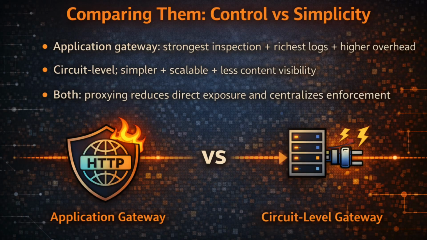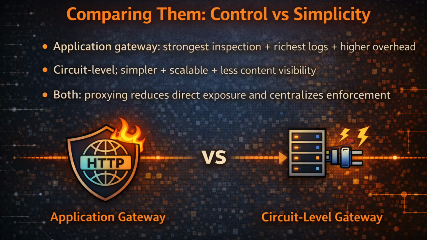Think of this as a trade-off triangle. Application gateways provide the most granular control because they understand application behavior. That yields powerful policy and very detailed logs, but it increases configuration complexity and resource costs. Circuit-level gateways are typically easier to run at scale because they validate and broker sessions without decoding every request. That makes them a strong choice for broad outbound control and segmentation, where you don't need application-level inspection.